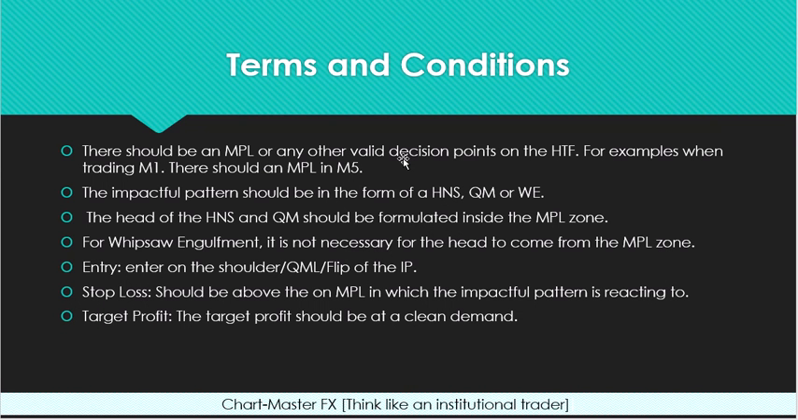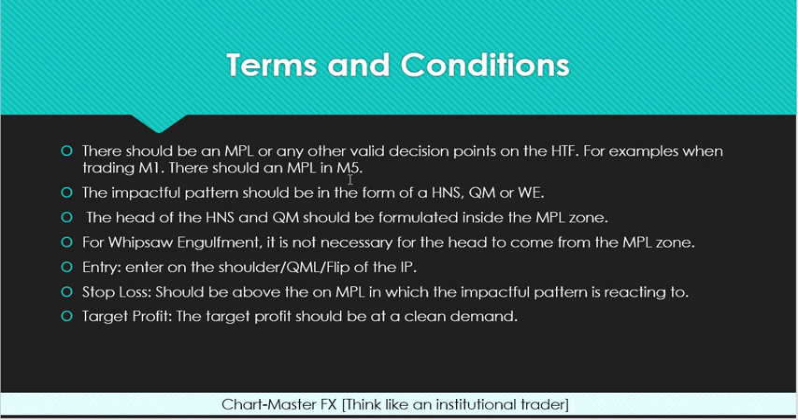So guys, these are the terms and conditions for trading the impactful pattern. There should be an MPL or any other valid decision points on the higher time frame. For example, when trading M1, there should be an MPL in M5. If you are trading M5, identify your MPL in M15. If you are trading M15, identify your MPL or any other valid decision points in M30. This is the philosophy behind trading the impactful patterns, guys.